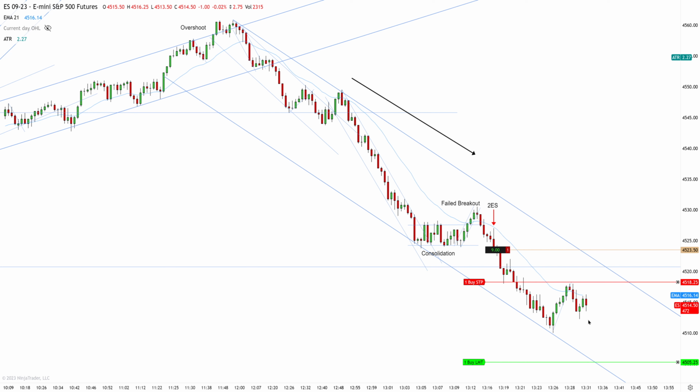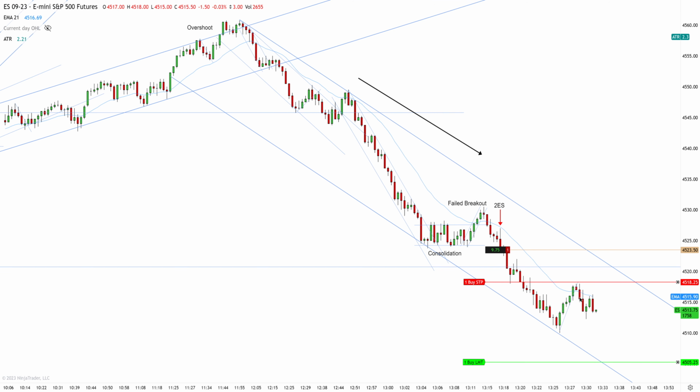I'm resuming the video as we have a forming second entry short, the two-legged pullback, new low, first entry short, pullback, second entry short. This is going to be your chance to enter if you're not entering this setup that I took. Second entry short at the key entry point, great tier 1 single bar. This is looking really good for sellers.